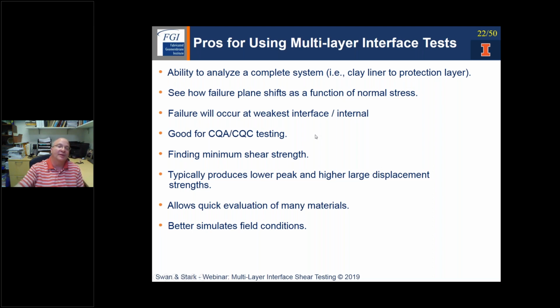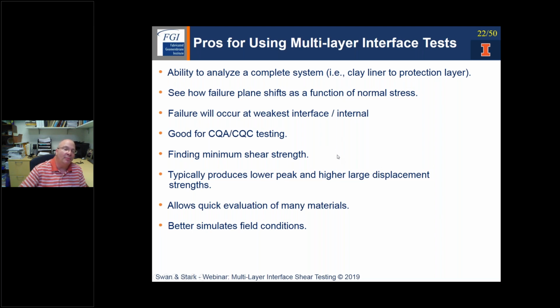So this approach is really good for construction quality assurance and construction quality control, because in most cases we're looking for the weakest interface, and the spec will generally be written around what is assumed to be the weakest interface. And so if you can do the entire system, you can quickly assess if your lining system exceeds or does not exceed the minimum spec within the construction specification.